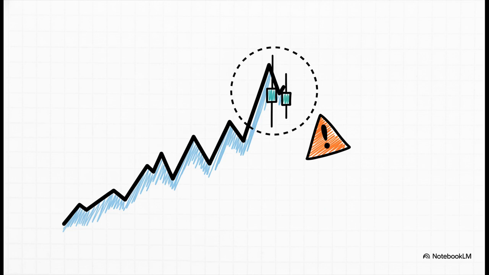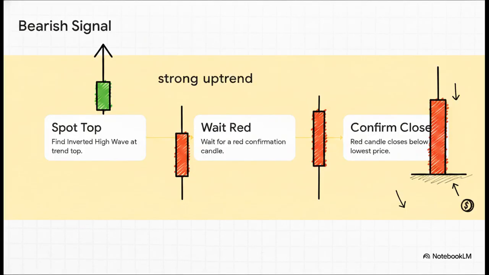What you have here is late buyers, fueled by pure greed, desperately jumping in at the top, only to be suddenly met by massive, suffocating selling pressure. These late arrivals are now completely trapped. The smart money is hitting the brakes, and that creates an incredibly compelling warning sign that the whole rally is about to collapse. Continuing with that narrative of the trapped buyers, we must once again wait for the market to prove its fatal intent. Step 1, you spot the inverted high wave at the dizzying top of a strong uptrend.